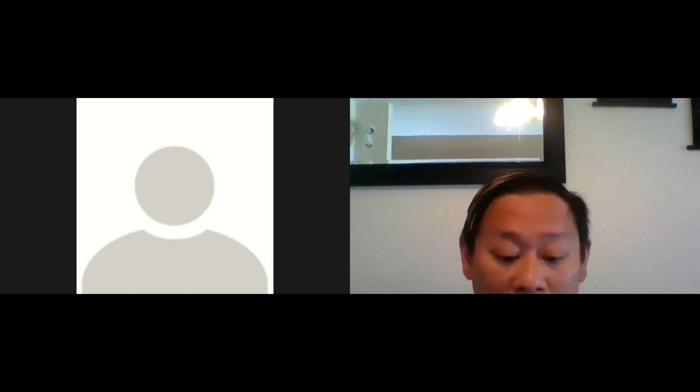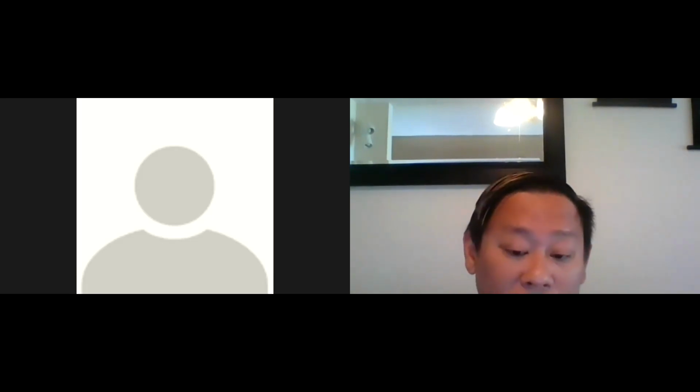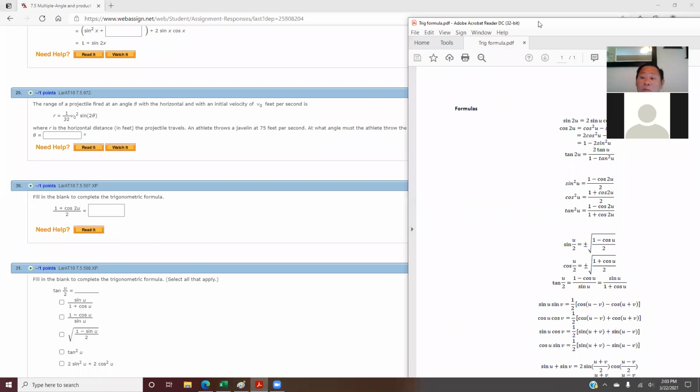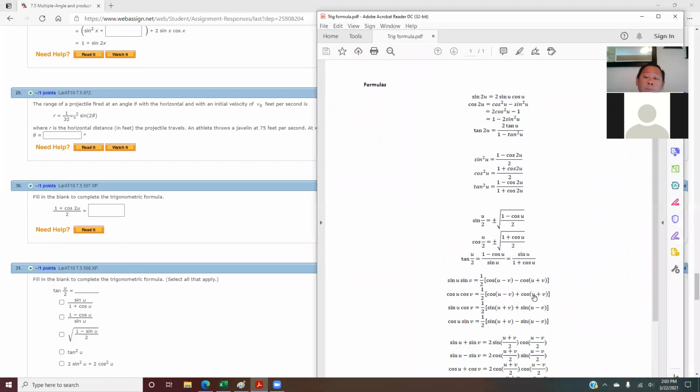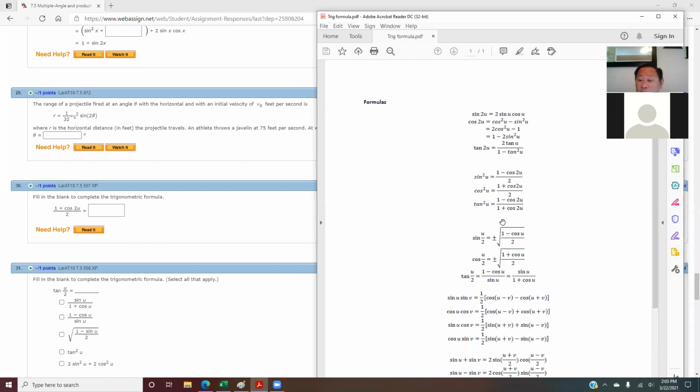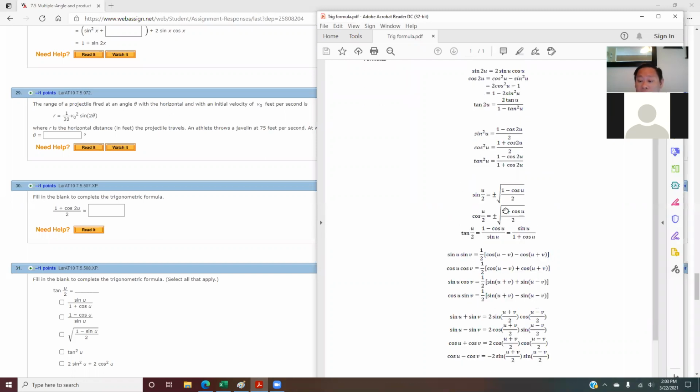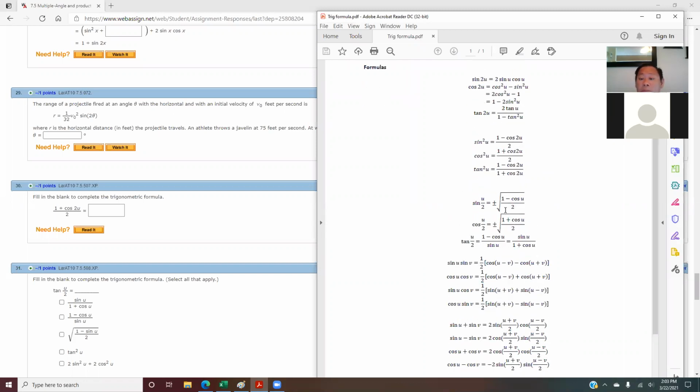And do not forget that in your test, I will provide you the formula. So this formula is provided to you. It looks exactly like this. So this is what you will get in your test too. Okay.